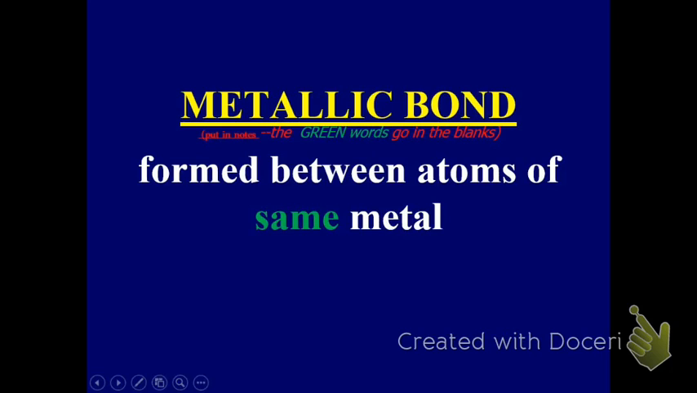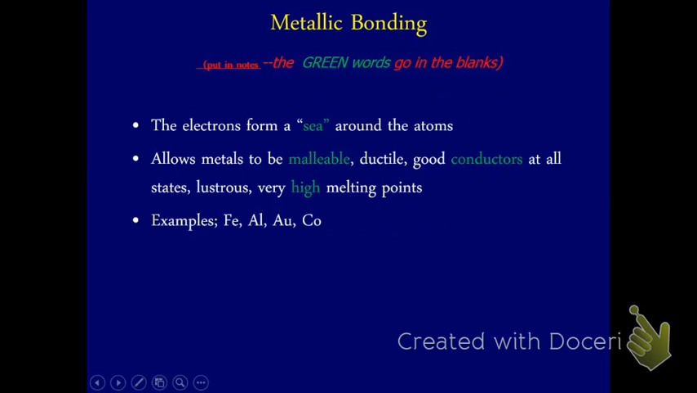Now, a metallic bond is formed between atoms of the same metal. The electrons form a sea around the atom. This helps us with some of the properties of metals. They're malleable, they're ductile, they're good conductors, they're lustrous, that means they shine, they have high melting points, and all this is due to their electron configuration. So iron, aluminum, gold, cobalt, they can bond to themselves and form metallic bonds.